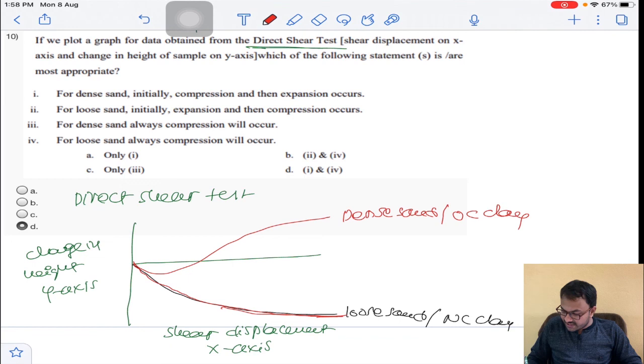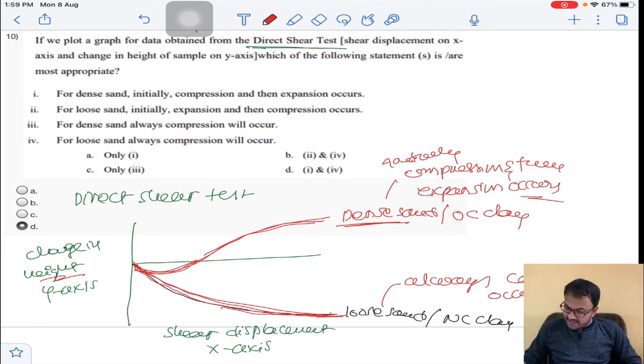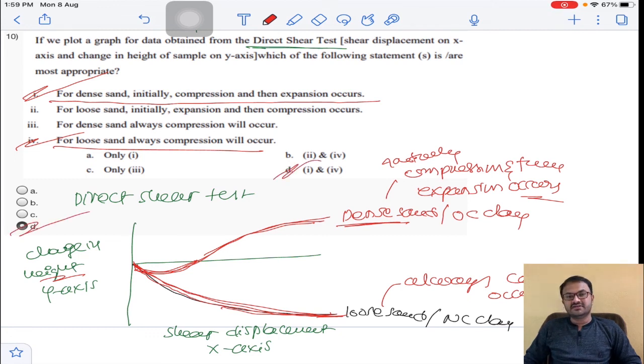In the options, loose sand will always compress, right? This is change in height, meaning it is going down, for loose sand. So for loose sand, compression always occurs. For dense sand, first compression, then expansion will occur. So for dense sand, initially compression and then expansion occurs, statement 1 is correct. For loose sand always compression occurs, statement 4 is correct. So which of the following are most appropriate? 1 and 4 are the answer. So answer D.